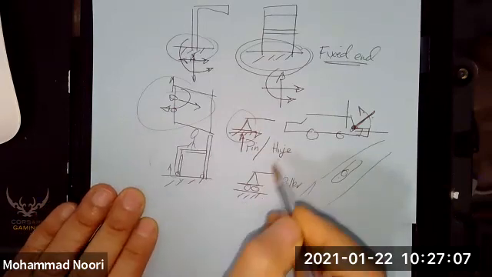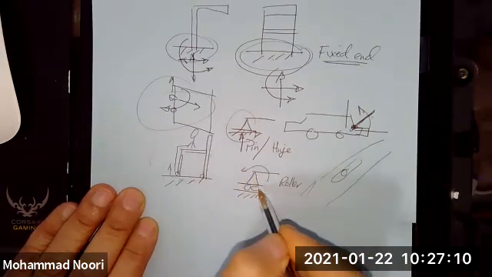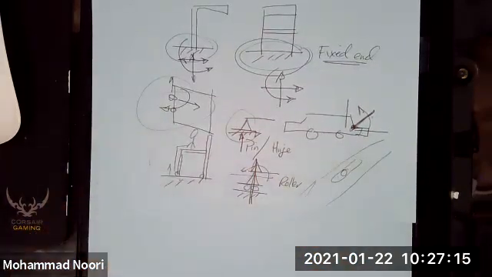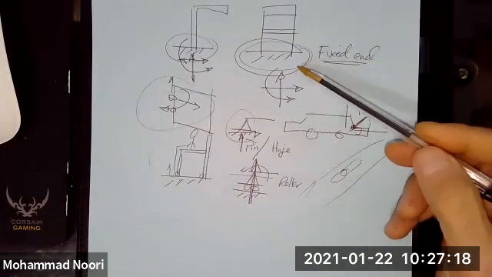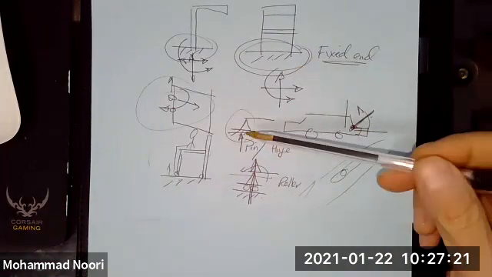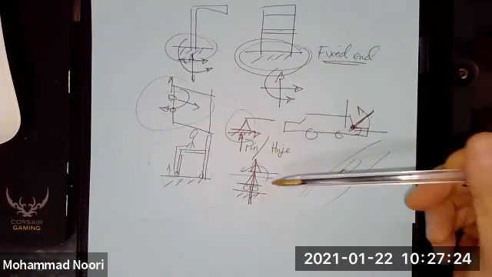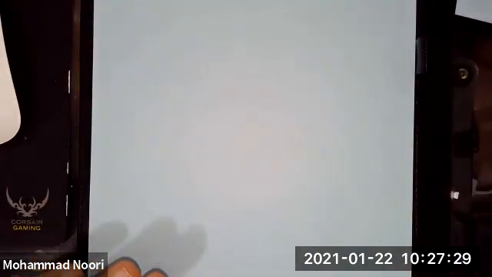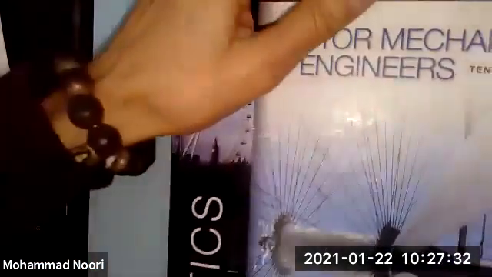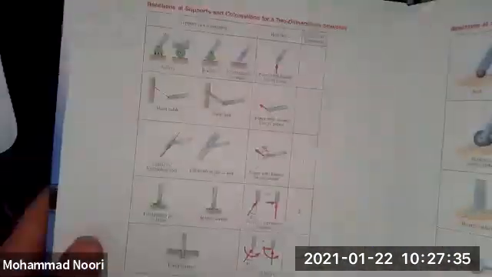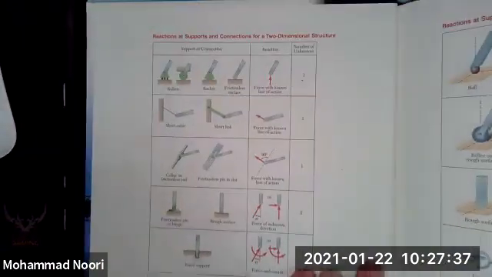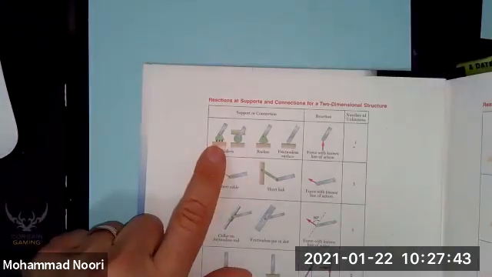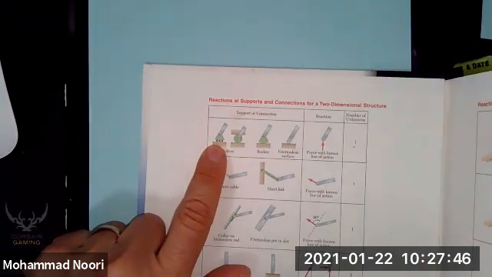That means this support allows rotation and allows motion in this direction. The only direction in which motion cannot take place is this direction. So this support represents three unknowns. This one represents two unknowns. This represents one unknown. There is a very good table on the second page or the back of your book that tabulates all these types of supports that you encounter in two dimensions. This is a roller. I'm sorry, this is a hinge. No, this is a roller.